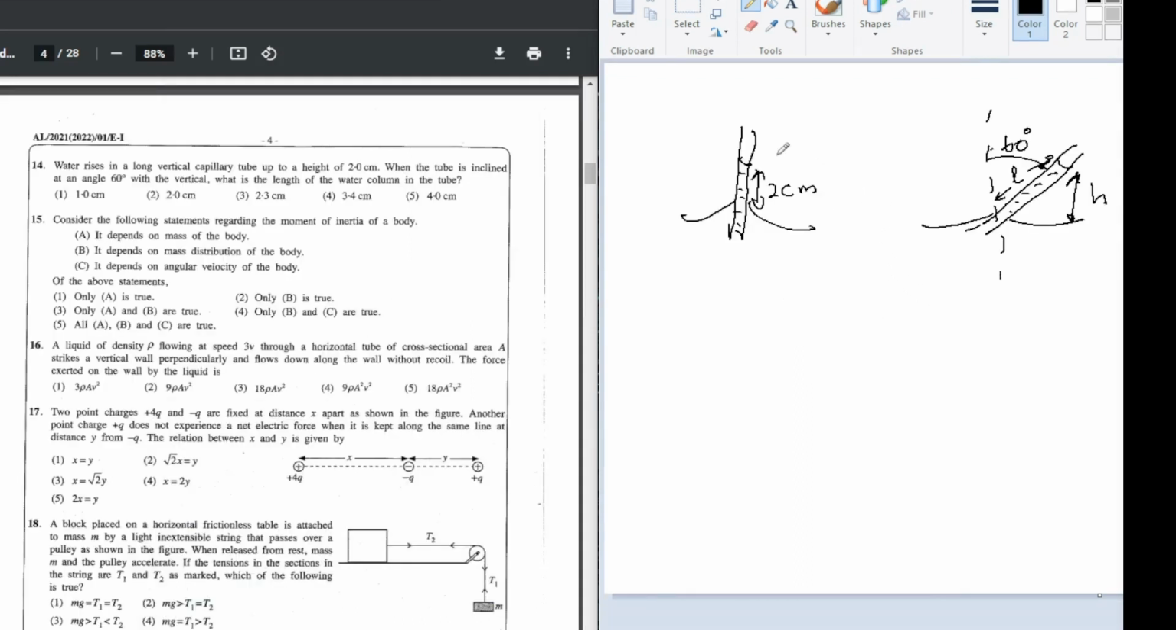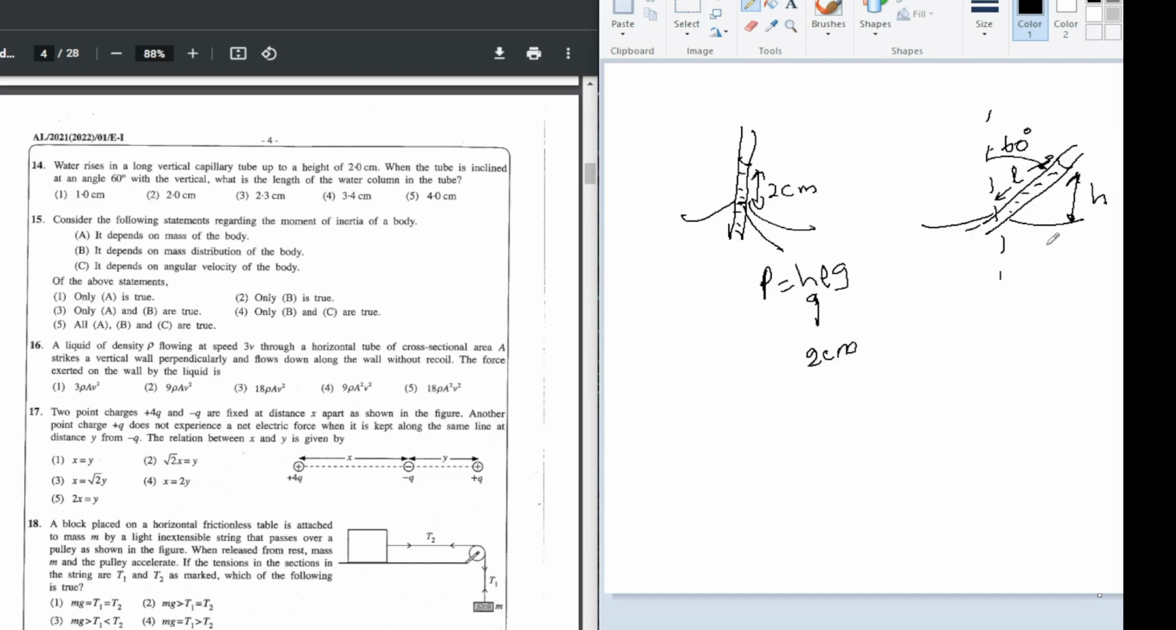Look at the diagram again. Here in the first diagram, the water has risen up 2 centimeter in the capillary tube. The pressure at this level, the pressure by the liquid column, water column, is given by H rho g, and H is 2 centimeter. Now here in the second diagram, the capillary tube is tilted, but the atmospheric pressure is not changed.